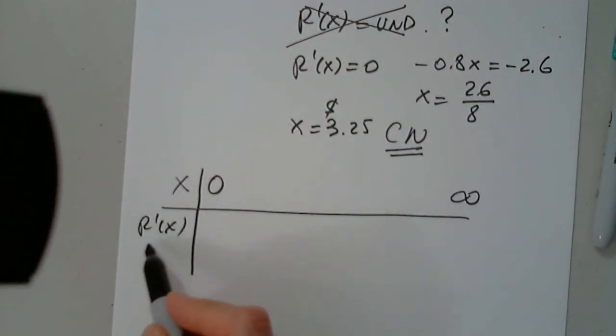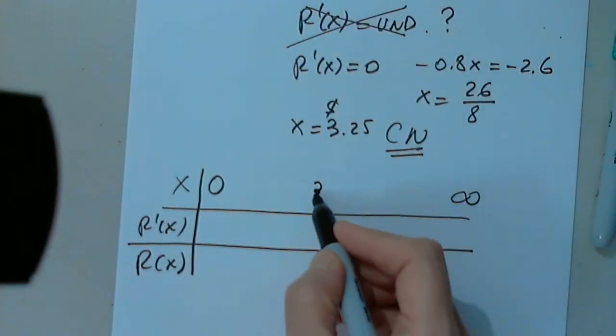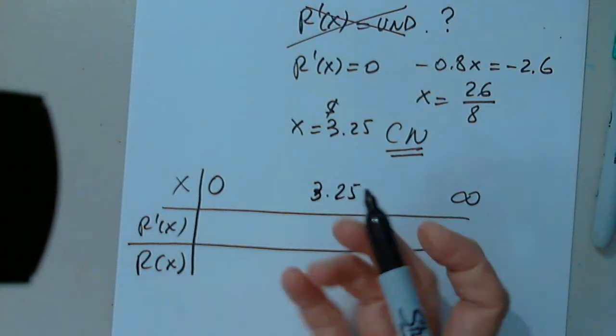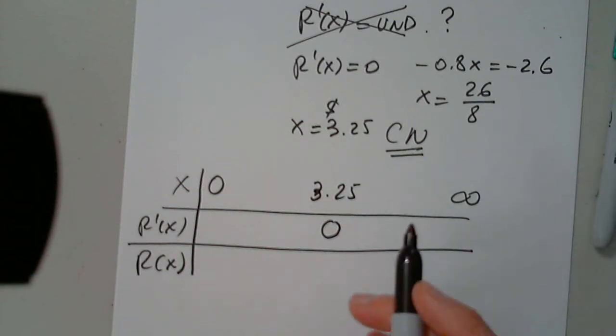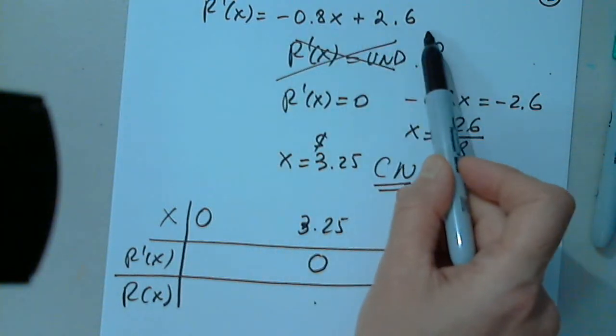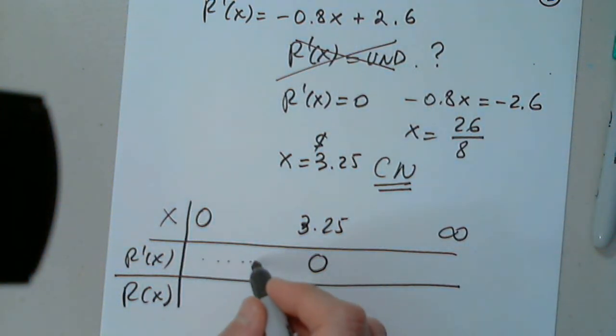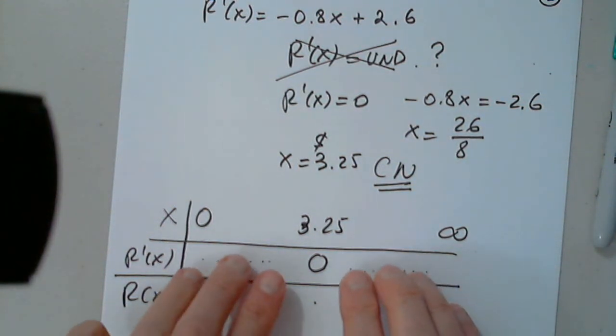First, I have to put in my derivative, and then the function. The only number that I have is 3.25. I know what happens at 3.25 for r prime. I don't know what happens for r, but in a moment I will. So here is my derivative. I have to find the sign to the left of the critical number and the sign to the right of the critical number. What if both signs are positive?